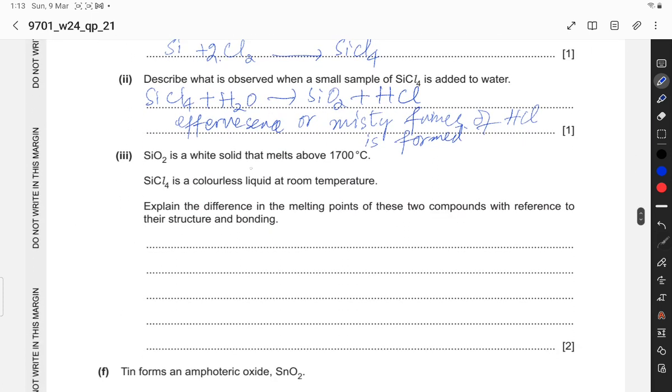Silica is a white solid that melts above 1700 degrees centigrade. Silicon tetrachloride is a colorless liquid at room temperature. Explain the difference in the melting points of these two compounds with reference to the structure and bonding.